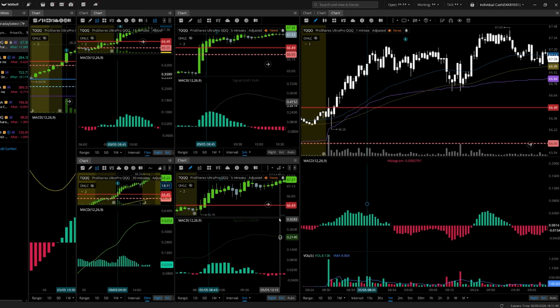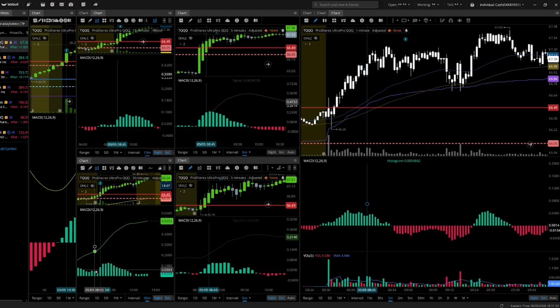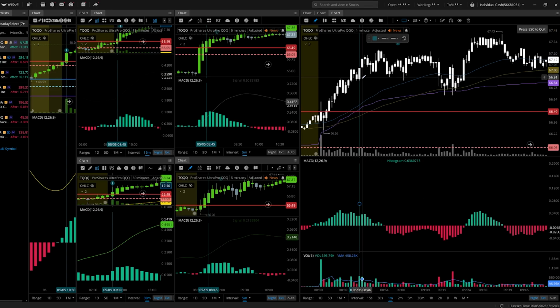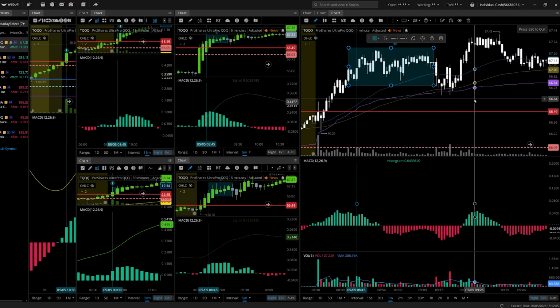And at this point, we have a full alignment occurring. The 30-minute is going up and strong, 15-minute up and strong, both of the 5-minute twins, the 5-minute regular hours and the 5-minute extended hours. Everything is going up and strong. So this is the first alignment channel. This is the first alignment window.